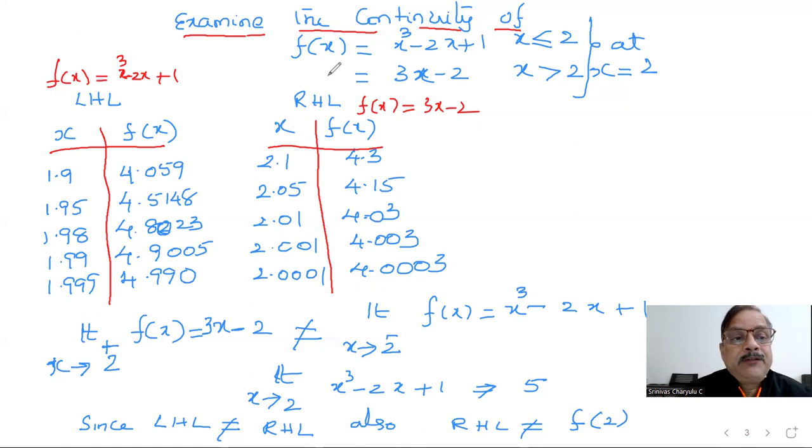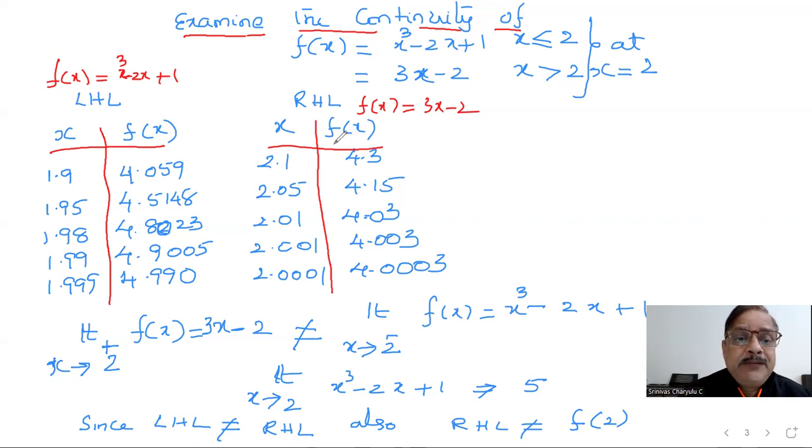The first one is f(x) = x cube minus 2x plus 1, for x less than or equal to 2. So now we are approaching 2 from the left-hand side. That means below 2, less than 2. Less than 2 means I have to take the equation x cube minus 2x plus 1. 1.9 is less than 2, so I am substituting in the top equation. If you directly substitute using the calculator for 1.9, 1.95, 1.98, all these values without touching the 2, I have got 4.059, 4.5148. Finally, it came to 4.99, meaning it is converging towards 5.